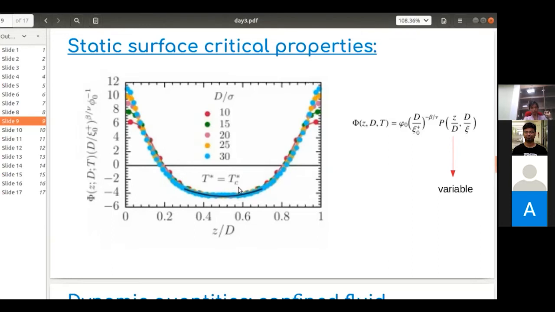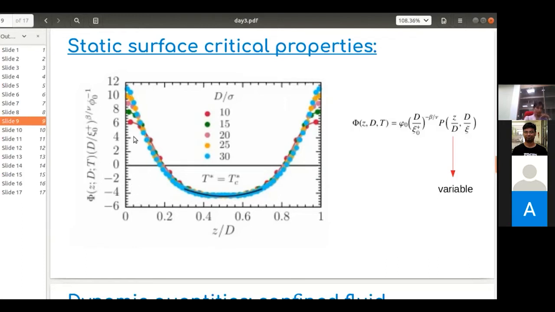So all these results correspond to T equal to Tc, which means that at Tc, the bulk correlation length basically diverges, which means that D over xi is basically tending to 0. So the second variable now becomes a constant. We do not really need to worry about it. All we are concerned about is the behavior of capital P as a function of z over D, and that's what is shown here. The different colors correspond to different slit widths, so I'm basically changing capital D here. Now, first of all, to note here: I have one wall at z equal to 0, and the other wall at z equal to D. So at 0 and 1 we have the walls.